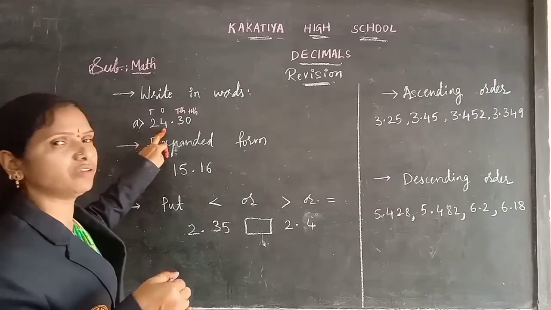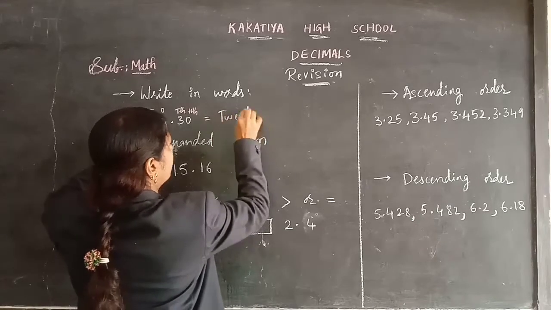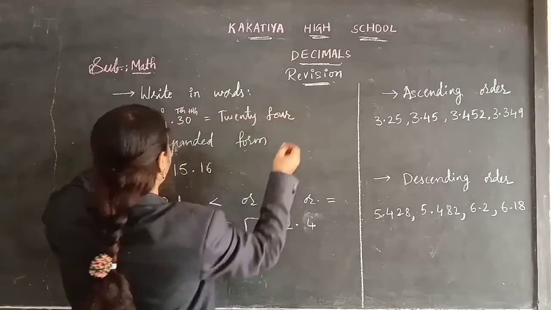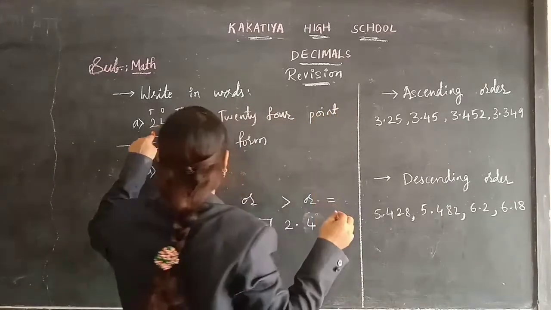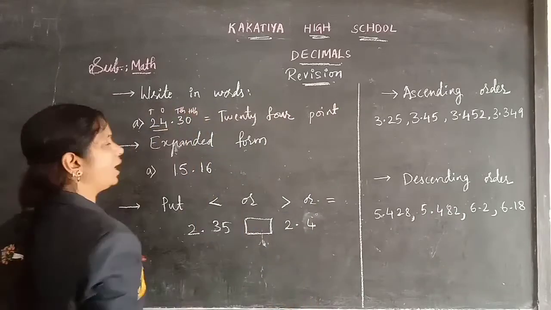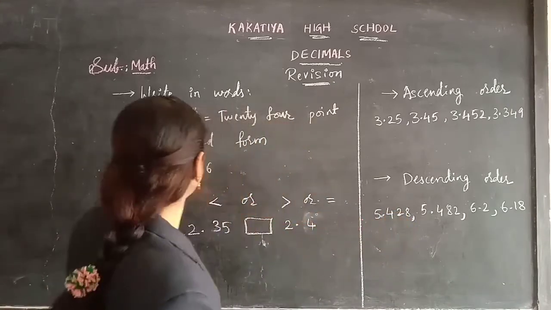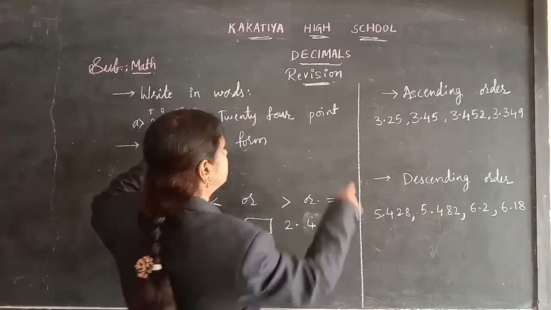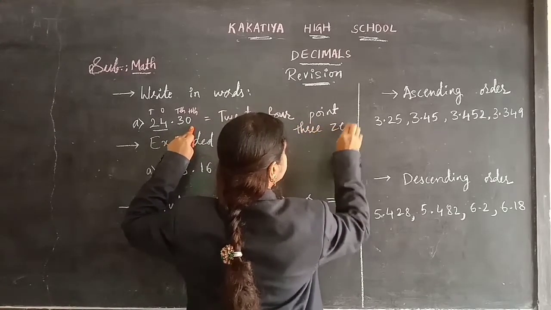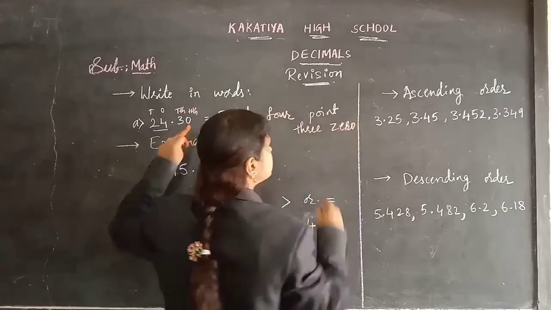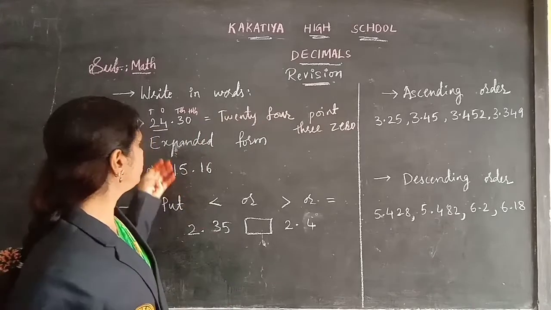Now here 2, 4, what will it be? 24 in words here. So 24, and the decimal point you should write in words: 24 point. And after the decimal point we need to read the digits individually here. So 24.30. This is in words, children. Okay.